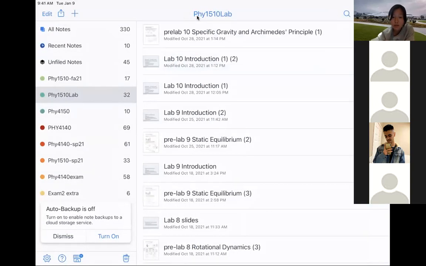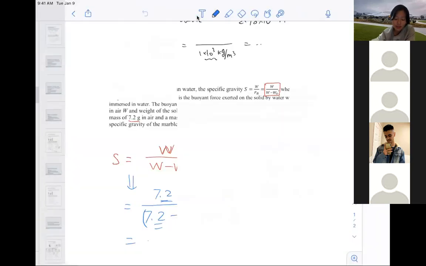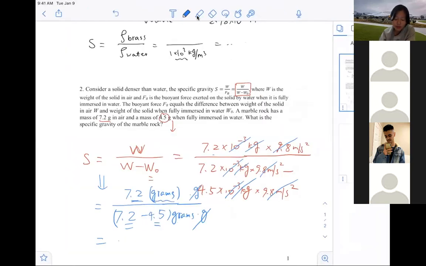Professor? Yeah? Are we supposed to keep that in grams? Yes, keep it in grams. You can see that it cancels and gives you a specific gravity, which is a unitless quantity. So it doesn't really matter if you keep it as grams or if you wanted to convert it. Oh, okay. Okay, thank you.